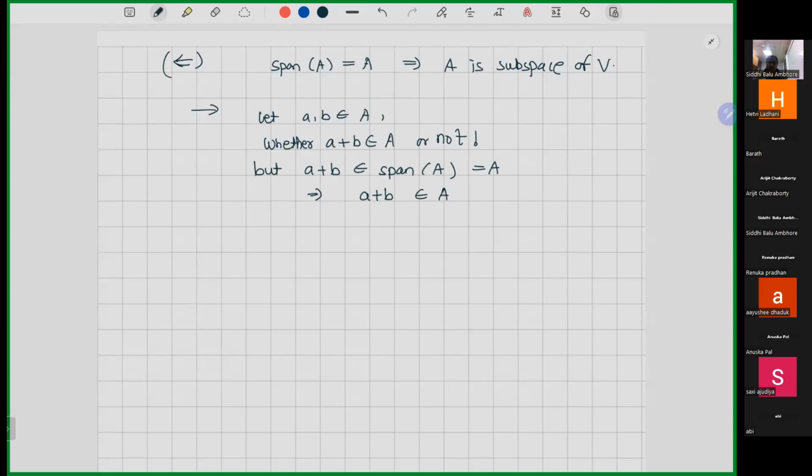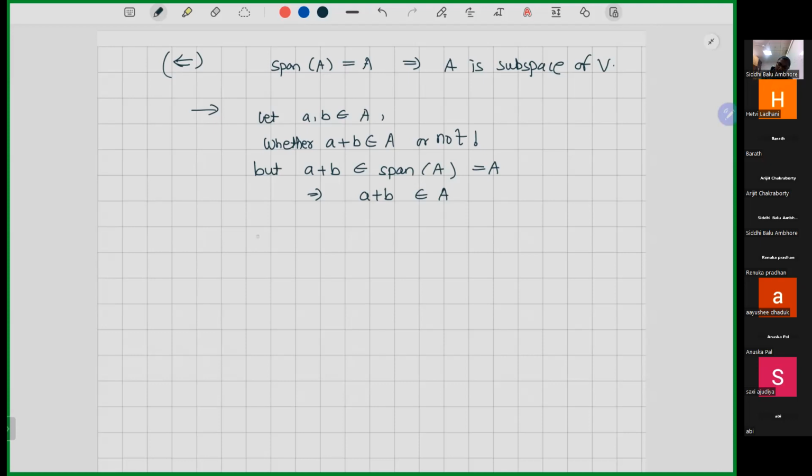This was not very trivial, but more or less trivial, because we are taking a, b from A and we want to check whether a plus b belongs to A or not. But a plus b is just in the span of elements from A, because a and b are from A. But we are given that span of A is A again. So we get that a plus b is in A.